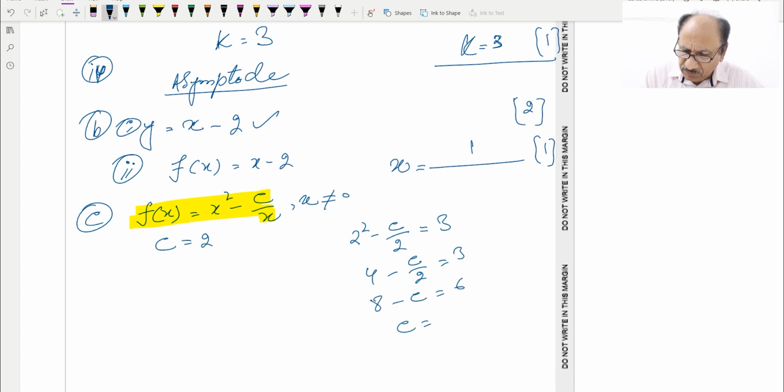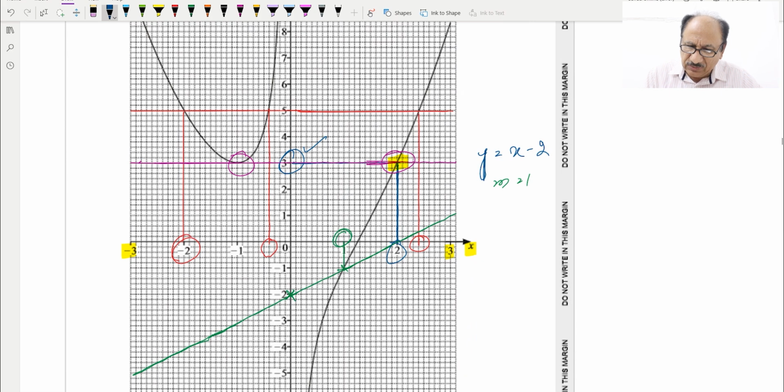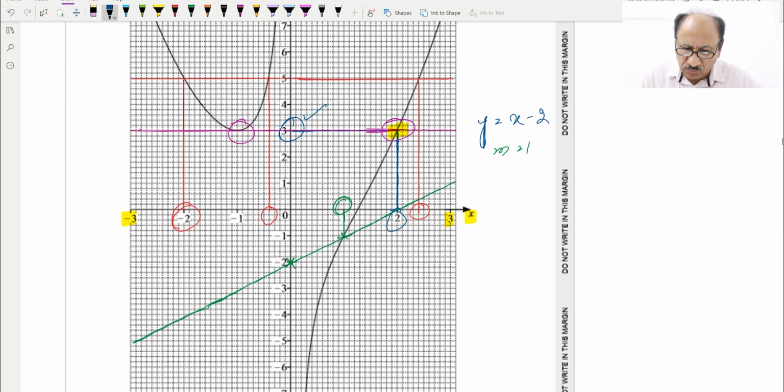So c will be equal to 8 minus 6, which is equal to 2. So this point will be 2 and 3, and c value will be equal to 2. This is how we found it from the graph. Basically, this is from the graph which we have taken this point.